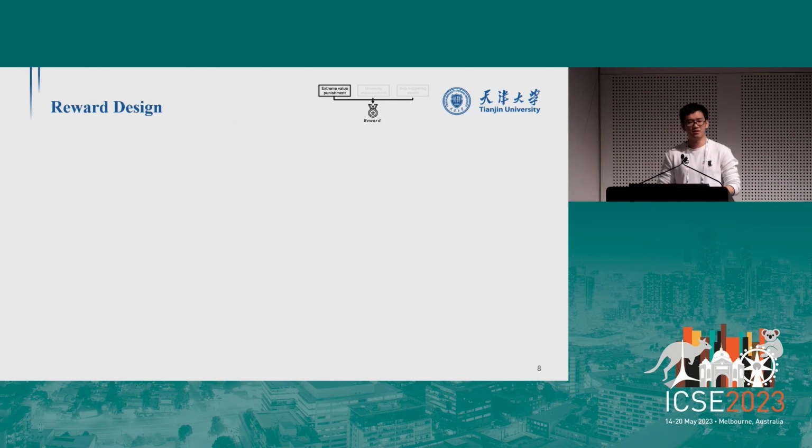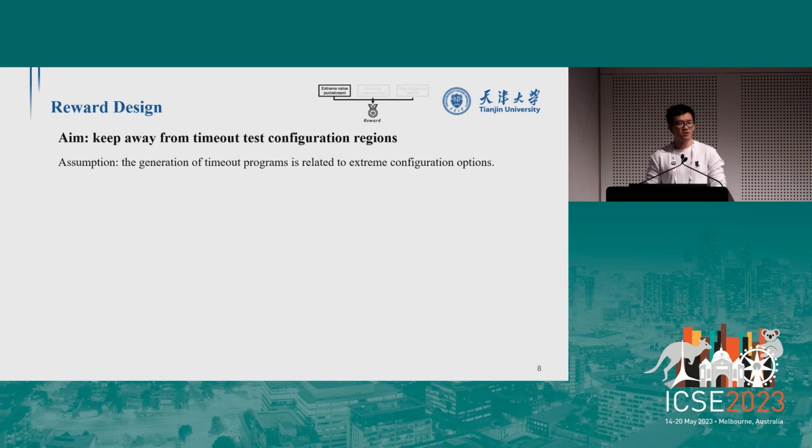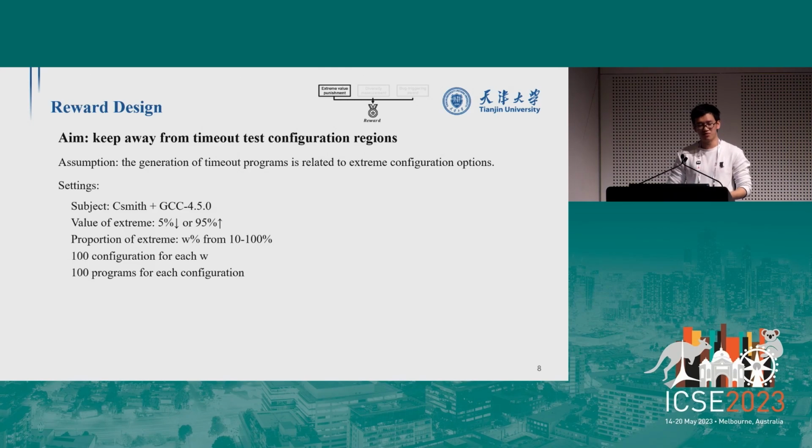And MCS may meet some test configuration regions that can generate a lot of timeout test programs. These timeout test programs will greatly slow down the testing process, and it is harmful for compiler testing. And as we introduced before, the configuration option controls the corresponding program features' probabilities, and the extreme value option may lead to lengthy generation time and the generation of programs that run for a long time. So we conduct a preliminary study to investigate the relationship between the generation of timeout test programs and the extreme value options.